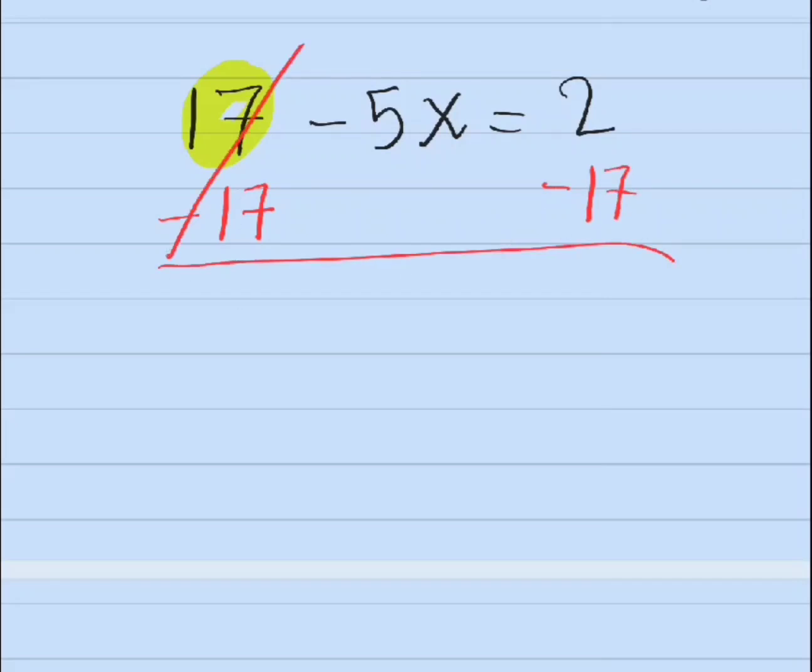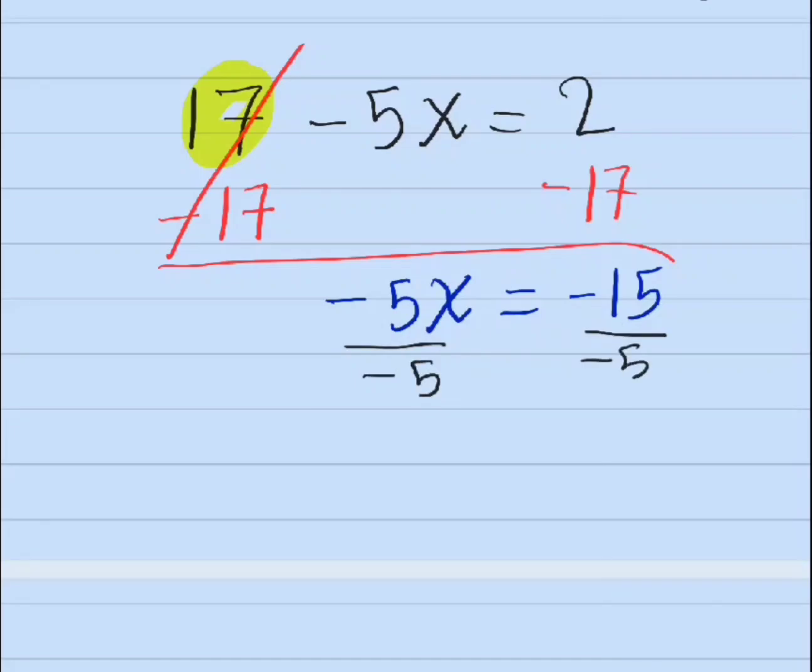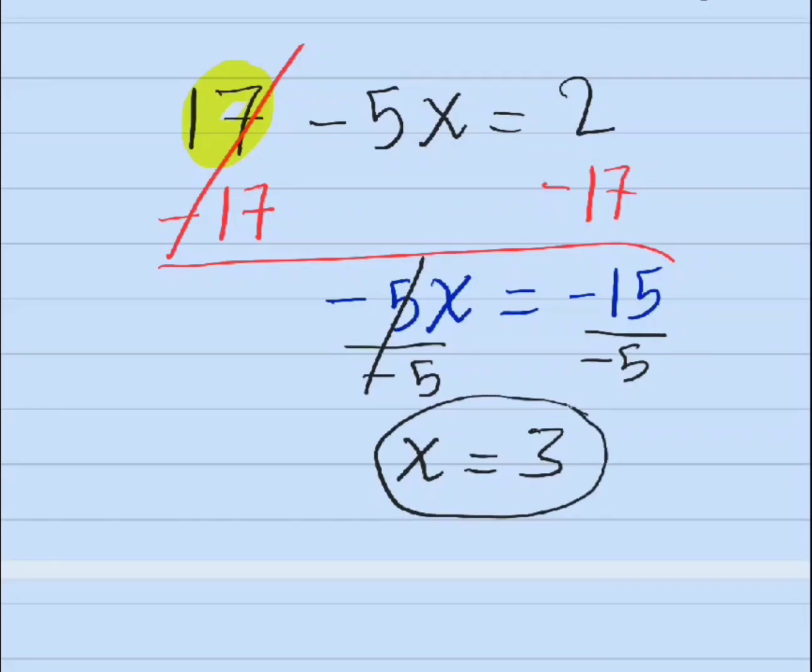So these two will add to 0. And then we could bring down the negative 5x. Positive 2 minus 17, that's equal to negative 15. Next, let's divide both sides by negative 5. Negative 5 divided by itself is 1, leaving behind 1x. Negative 15 divided by negative 5 is positive 3. Whenever you divide by two negative numbers, you're going to get a positive result. And so that is the answer.